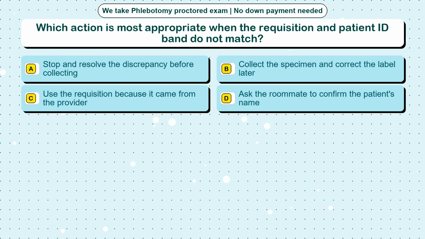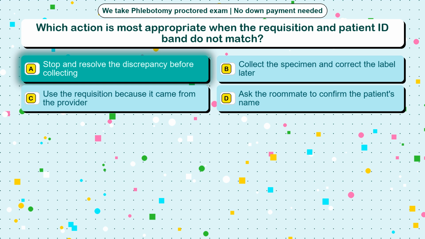Question 49. Which action is most appropriate when the requisition and patient ID band do not match? Option A, stop and resolve the discrepancy before collecting. Option B, collect the specimen and correct the label later. Option C, use the requisition because it came from the provider. Option D, ask the roommate to confirm the patient's name.